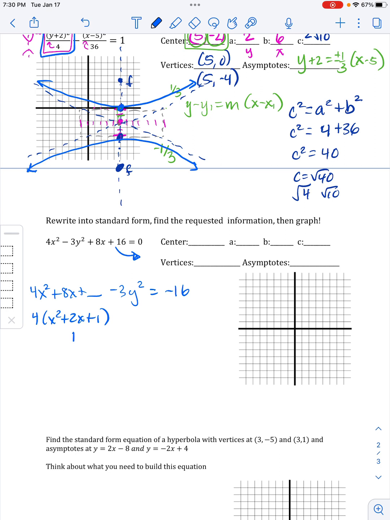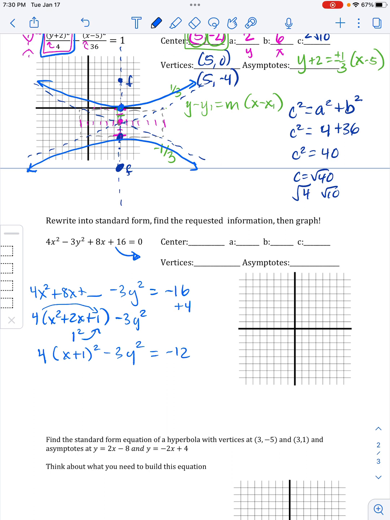I'm going to take half the middle squared. Oops, I cheated and wrote the 1 already. And so I'm really adding in a 4, so I'm going to put that over here. And this I don't have to do anything with. So I end up with a 4 on the outside of x plus 1 squared minus 3y squared equals negative 12, which feels wrong, but it's not wrong.